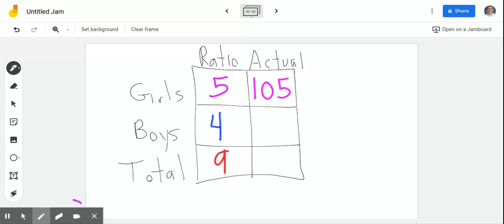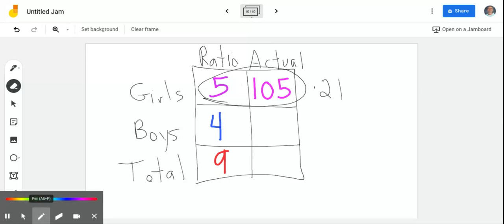By doing what? I can look at this, so I can do this in color. This right here, take this and say 5 times what gives me 105. Well, you can take the calculator and go backwards and say 105 divided by 5 is going to be 21. All right, so outside here, I'm putting times 21. So that means I had to times everything by 21.